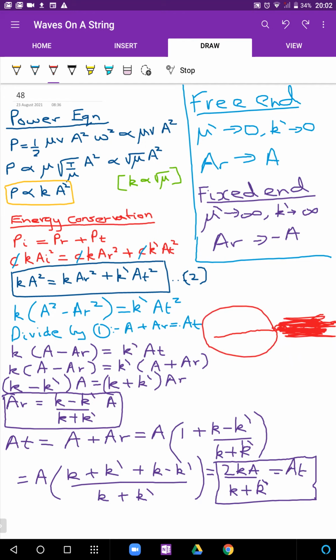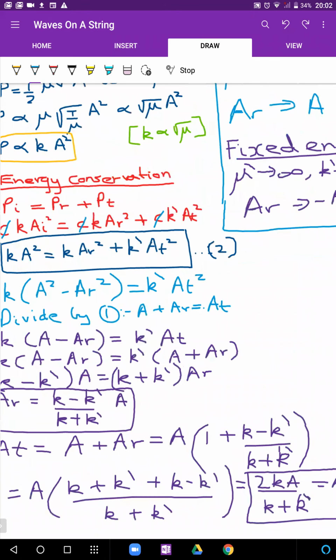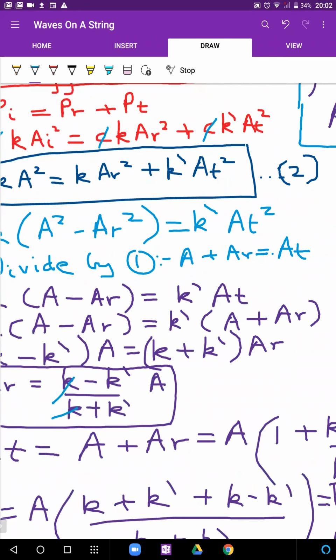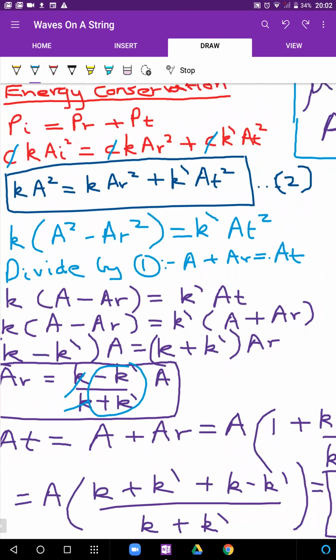फिक्स्ड एंड के लिए दूसरे स्ट्रिंग को इनफाइनाइटली हेवी कर दो. इनफाइनाइटली हेवी करने का मतलब, okay, this is all just visualization. You're, of course, not going to use this, but when you make the second string infinitely heavy, when mu dash tends to infinity, when k dash also then tends to infinity, look at the result that you get. Limits में, if k dash is tending to infinity, k is negligible. If k is negligible and you cancel out k dash, the ratio is going to be -1. So AR becomes minus A in that case.